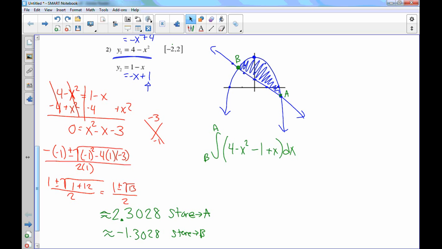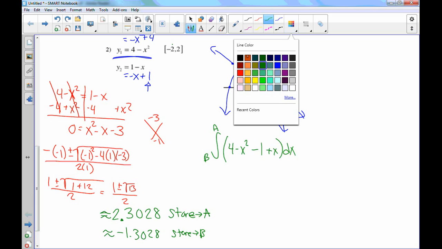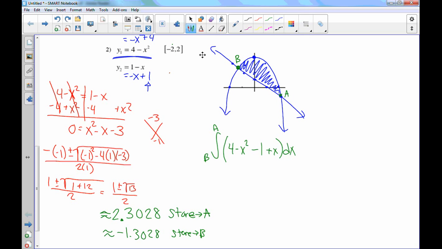Okay, it looks like those decimals aren't so pretty, but you stored A and B, so with your calculator, go to math. Make sure, remember, in order to use your calculator to get credit, you have to have written this. If you don't write this, set up the integral, we won't give you credit.